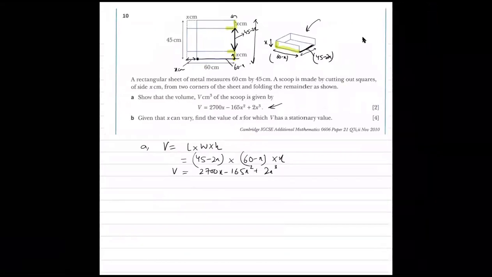Second part says given that x can vary, find the value of x for which V has a stationary value. You're going to differentiate this. Differentiation of 2700x is going to be 2700. 165x squared is going to be negative 330x plus 6x squared. You're going to set it equal to 0 and solve for the values of x.